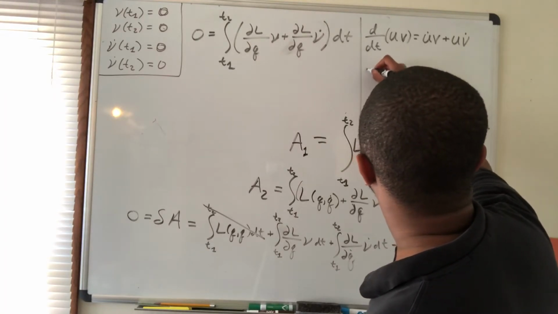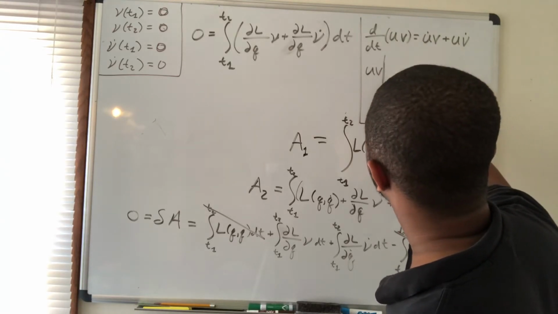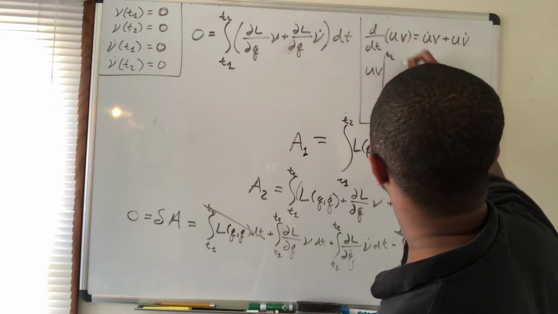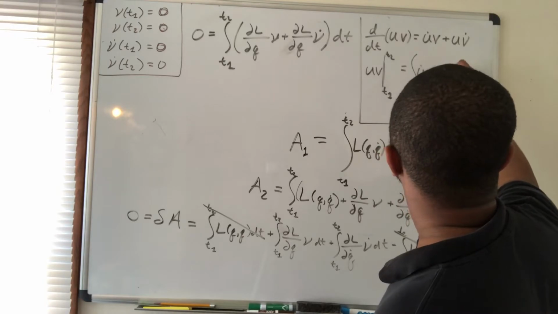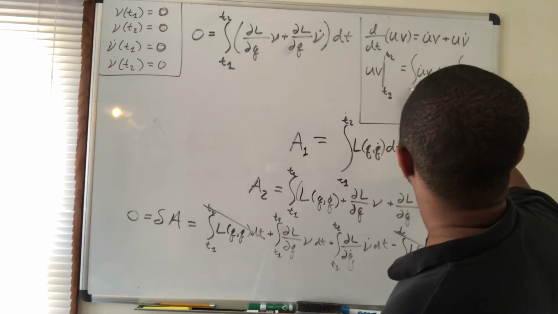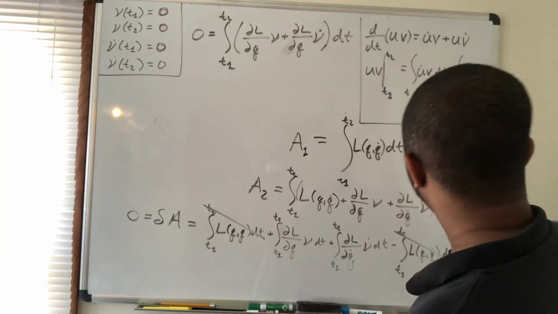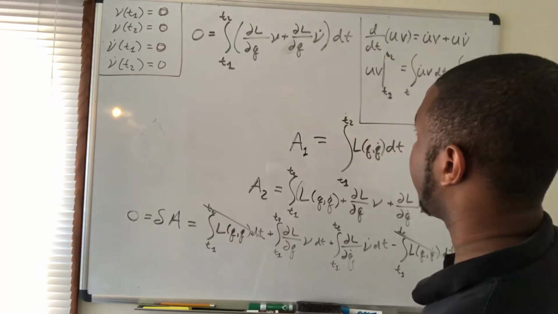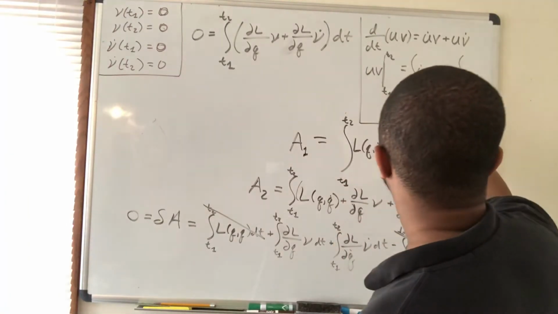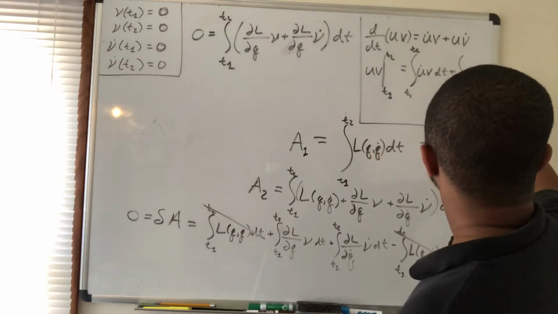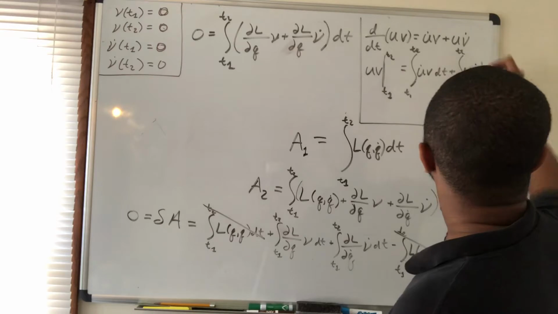If we integrate that, this then becomes, at the limits t1 and t2, the integral of u dot times v dt plus the integral of u times v dot. Make sure I still have my limits, because this is a definite integral, not an indefinite integral, meaning we know the points that we're integrating between. So t1 and t2.